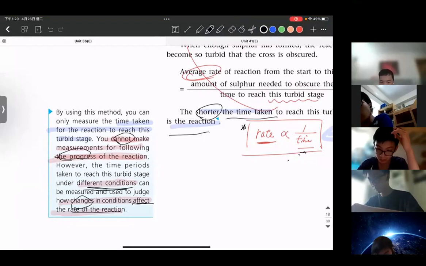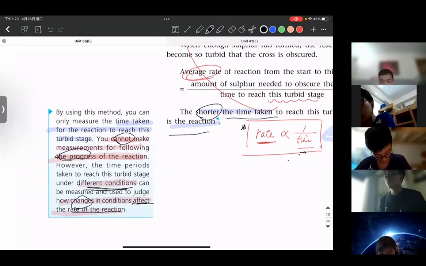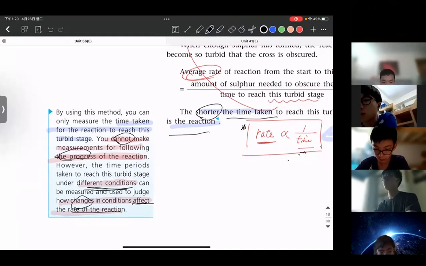For example, I want to know how the concentration of thiosulfate changes the rate of reaction. So what should we do? I change the concentration of sodium thiosulfate only, which means what? How about the concentration of acid? No change. How about the temperature? No change. Can you get my point? All those I just mentioned are other factors that may affect the reaction.